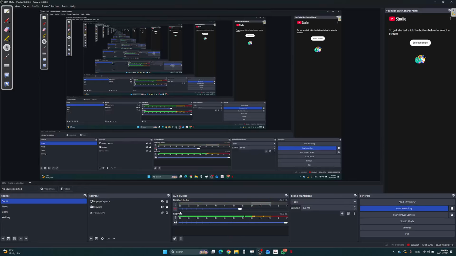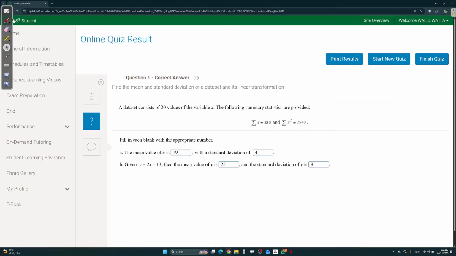Alright, so this is statistics week 10. I'm gonna fly through it. Okay, this one's old, but we're gonna go through it. A dataset consists of 20 values, and they basically gave you the sum of the values and the sum of the square of the values. They're saying, what's the mean?